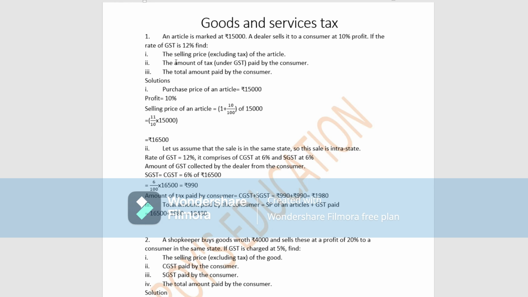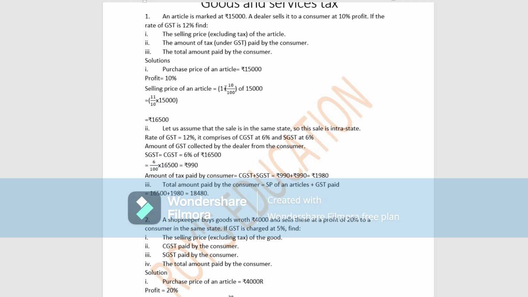Next, number two is the amount of tax paid by the consumer. Let us assume that the sale is in the same state, so it is an intrastate sale. So the rate of GST is 12%. Now this comprises CGST, which is 6%, and SGST, which is also 6%.